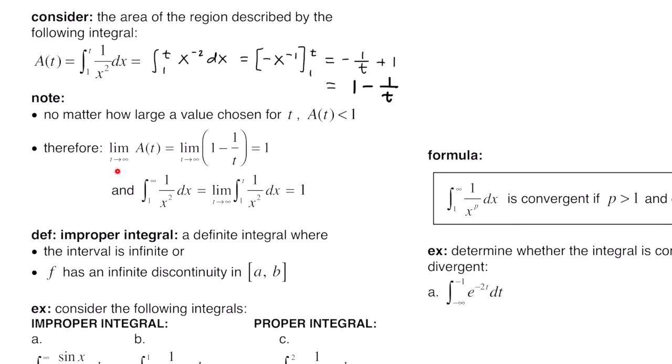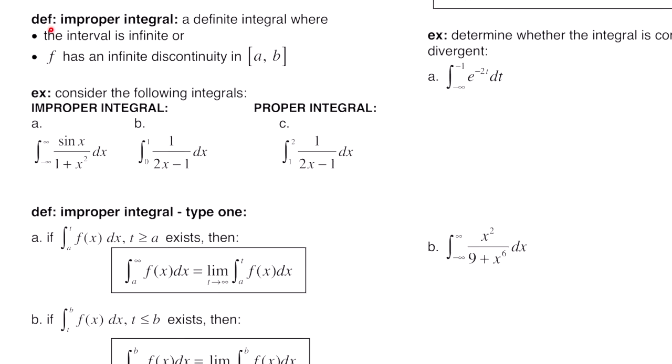Therefore, when we take the limit as t gets larger and larger of the area function A of t, we can say that it's equal to the limit as t goes to infinity of 1 minus 1 over t, and this limit equals 1. So then, if we take the original integral, and instead we write the integral from 1 to infinity of 1 over x squared dx, it's equal to the limit as t goes to infinity of the integral from 1 to t of 1 over x squared, and this limit equals 1.